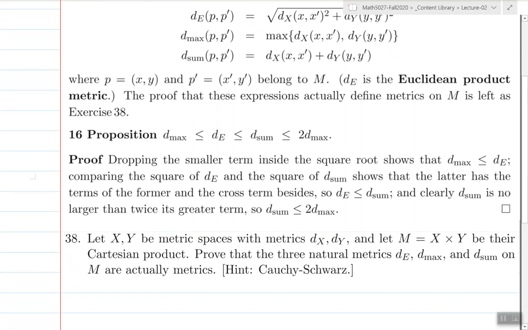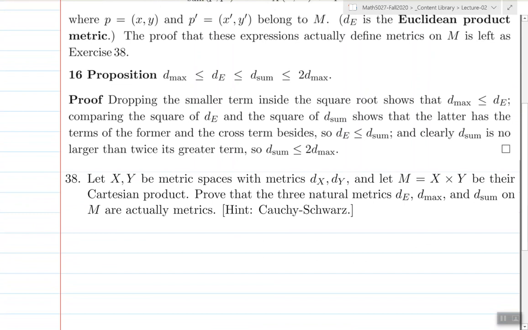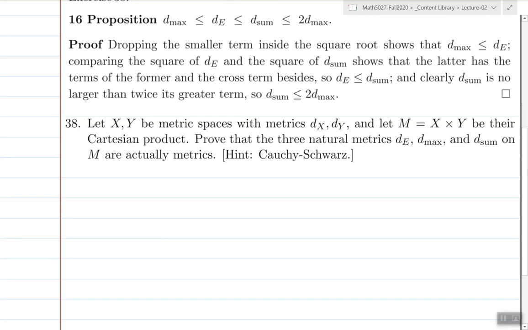Anyways, good exercise for you. I'll let you try to do this one. It's pretty straightforward, and you could do this very simply for yourself. If you're having trouble with the abstraction, take x and y to be equal to R with the usual metric.